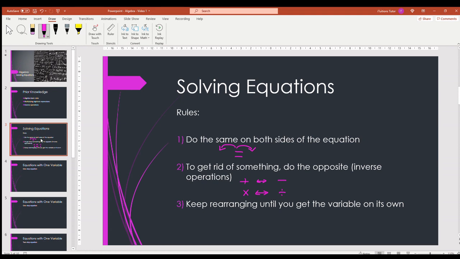The final rule is, you must keep on rearranging until you get the variable, which is the letter, on its own. Let's do some examples and it will start to make more sense. If you can make a note of these rules, then you can compare them while I show you the examples and understand how the rules are applied.